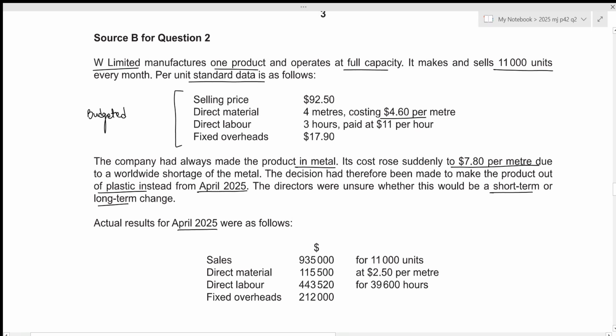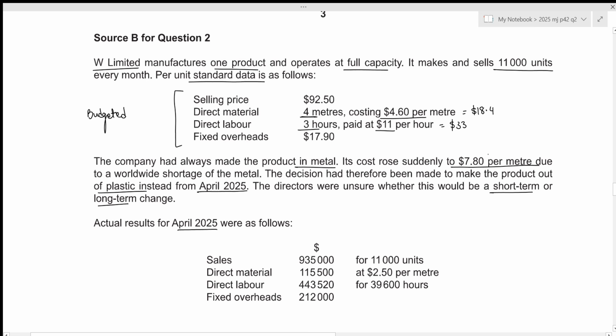So what we need to do is figure out the direct material and direct labor per unit values, because for selling price and fixed overheads, we already have the per unit values. For direct material, each unit required 4 meters and the cost per meter is 4.6. So in order to figure out the price per unit, we just need to multiply these two together. So 4 times 4.6. This results in the value of 18.4. Then we repeat the same process for direct labor as well. Each unit requires 3 hours of work and we need to pay 11 per hour. So that will be 3 times 11, which results in 33.